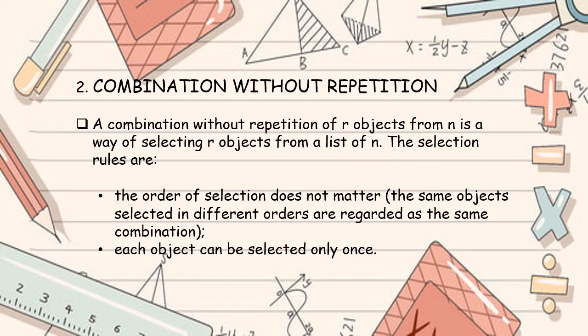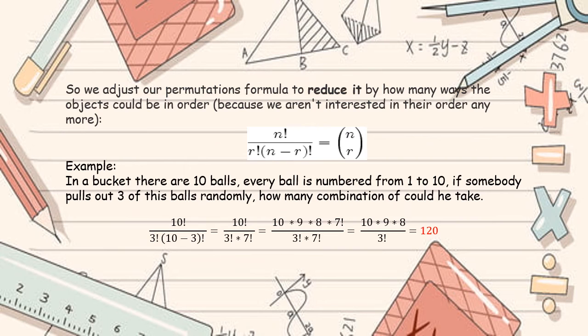Combination without repetition. A combination without repetition of r objects from n is a way of selecting r objects from a list of n. The selection rules are: the order of selection does not matter. The same objects selected in different orders are regarded as the same combination, and each object can be selected only once. So we adjust our permutation formula to reduce it by how many ways the objects could be in order, because we aren't interested in their order anymore. So we have the formula n factorial over r factorial times the quantity of n minus r factorial.